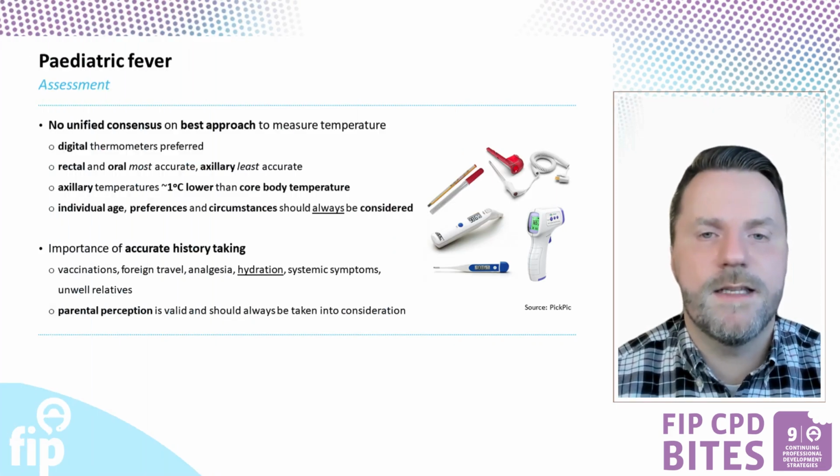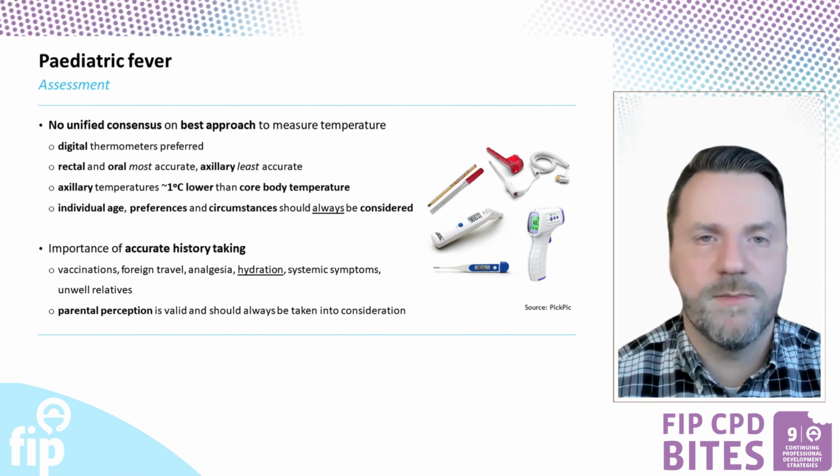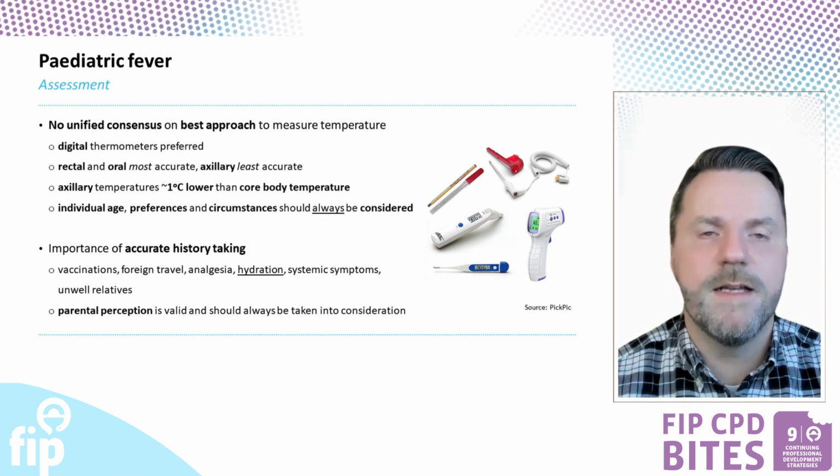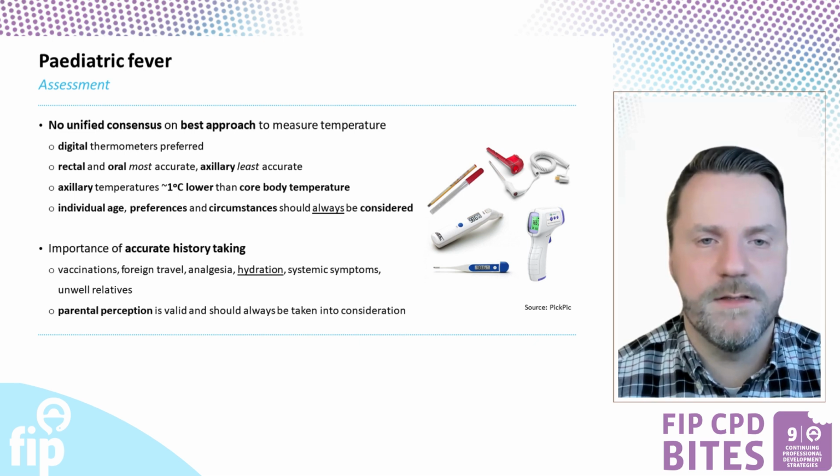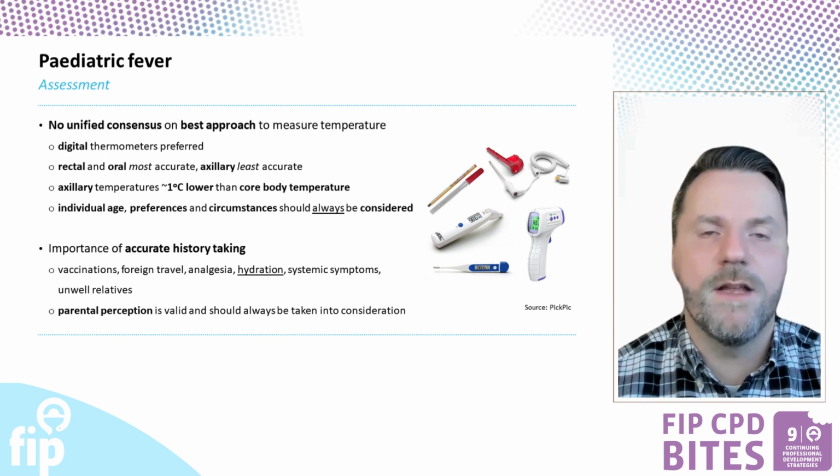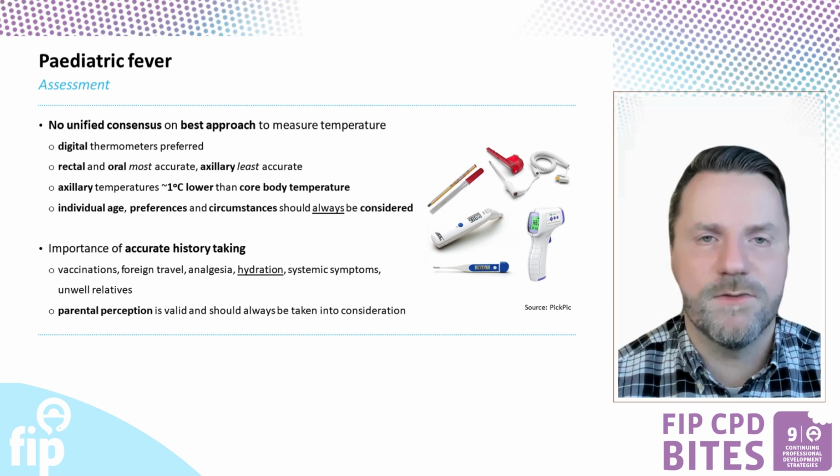There is no unified consensus on the best method for measuring temperature, but there are some basic principles which are widely accepted. Digital thermometers are generally preferred, with rectal and oral routes offering improved accuracy, though they are not always ideal depending upon the individual situation. Axillary or armpit temperatures tend to be less accurate, often reading 1 degree lower than core body temperature, which should be considered during your assessment. The child's age, preferences, and circumstances should also guide the choice of method.